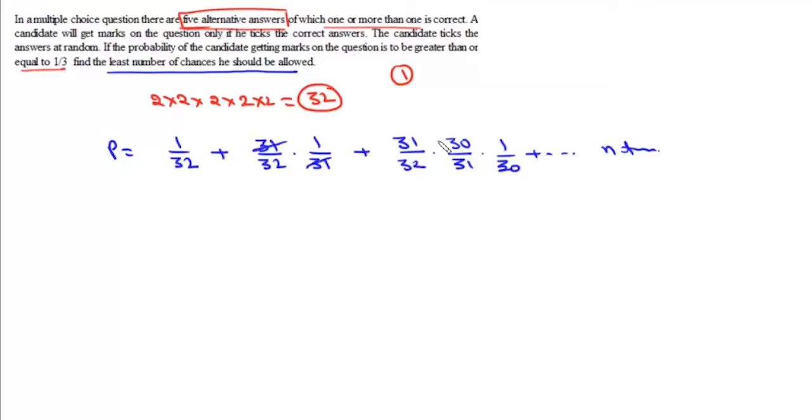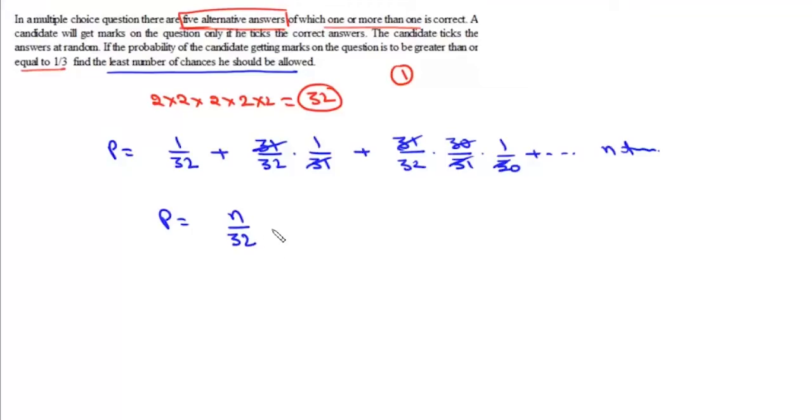He'll get marks if he gets it right in the first attempt, which is this probability 1 by 32, or he doesn't get it the first time, which is 31 by 32, but he gets it the second time, which is 1 by 31, or he gets it the third time, so it'll be 31 by 32 into 30 by 31 into 1 by 30, and it continues n times. Now here 31 will cancel, 31 and 30 will cancel, so this probability will be simply n by 32.